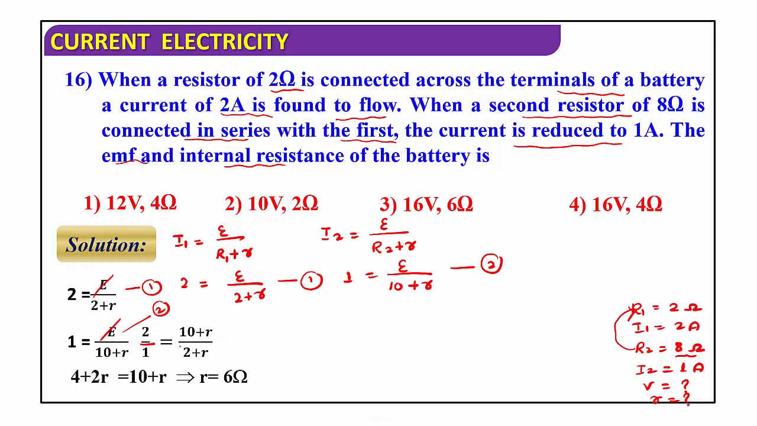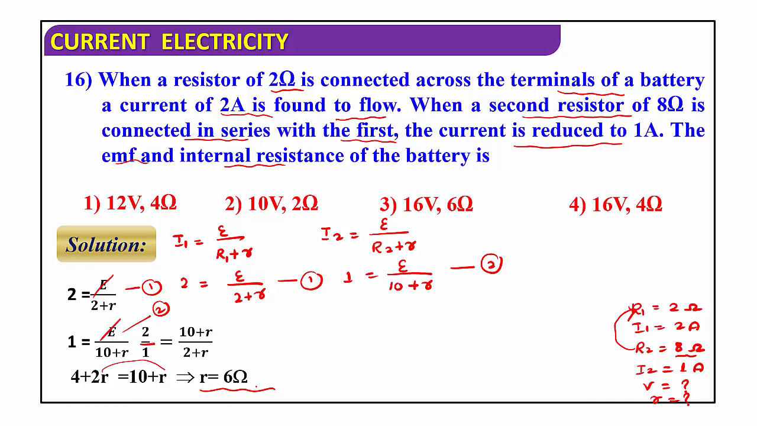Cross multiply. 2 into 2, 4 plus 2r is equal to 10 plus r. The final answer we can get here is r equal to 6 ohm. So 2r minus r is r, 4 minus 10 is 6. So the answer is 6 ohm.